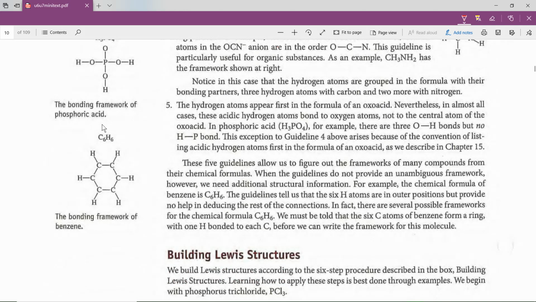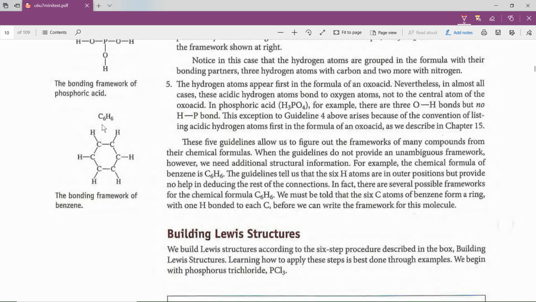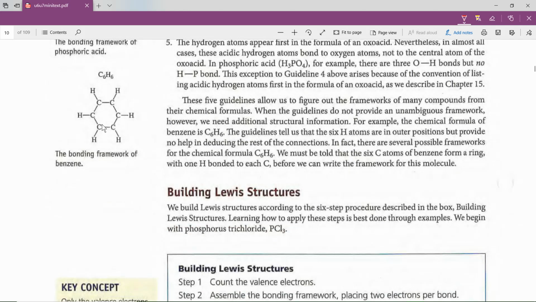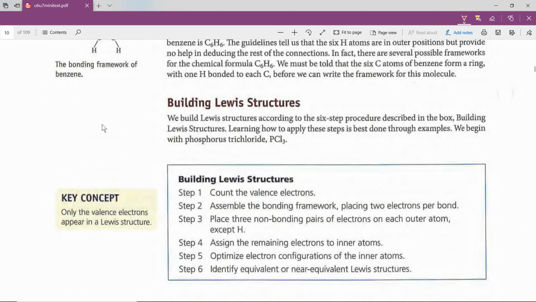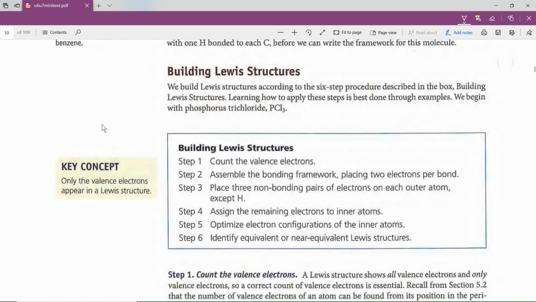So in the formula of an oxyacid like H2SO4 or H3PO4, hydrogens appear first, but they are still hooked to the oxygens, not to the central atom. So the hydrogens are not directly bonded to the phosphorus. There are some slight exceptions we can get to. So these 5 guidelines allow us to figure out the frameworks of many compounds, and then we get into building Lewis structures. Now we have those frameworks, so we'll take a breather, and then in our next class we'll start building them.